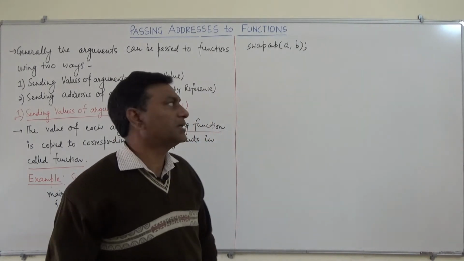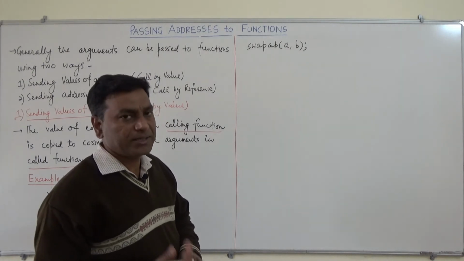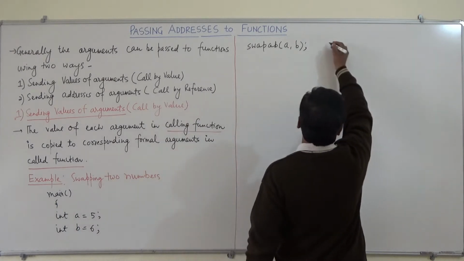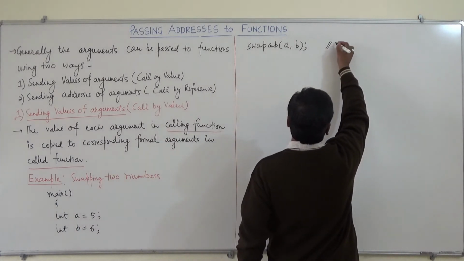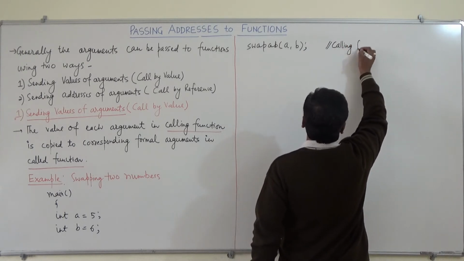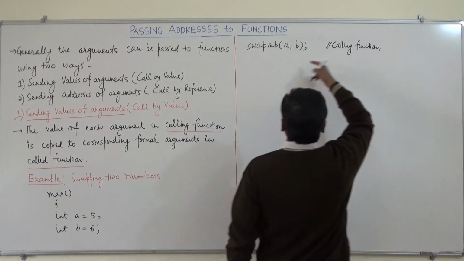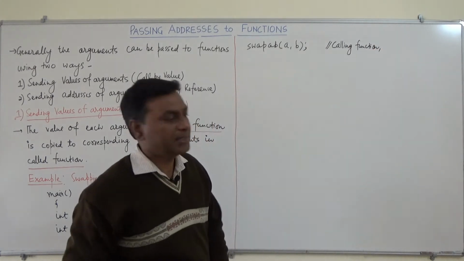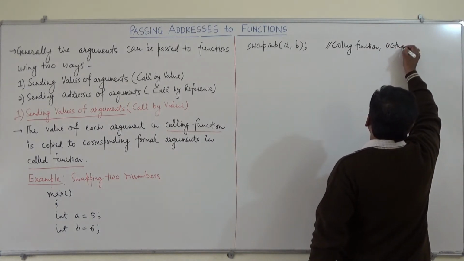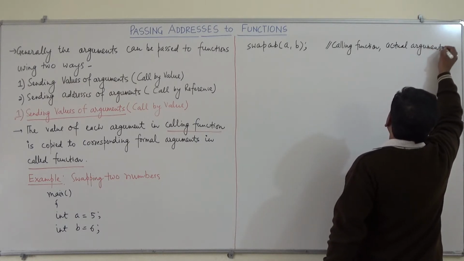Here we are using the actual arguments A and B. These are the actual arguments. So we can say this is the calling function, and the arguments we are using here are known as actual arguments.